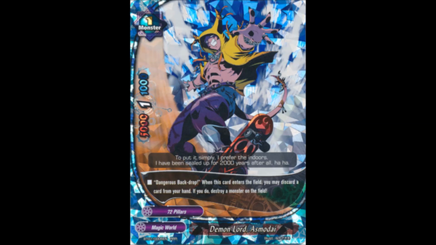A Demon Lord Asmodai enters the field. There are no other monsters on the field. Demon Lord Asmodai must target himself with his own effect. The discard cost is still optional, but the targeting is not. Asmodai must target himself in this case.